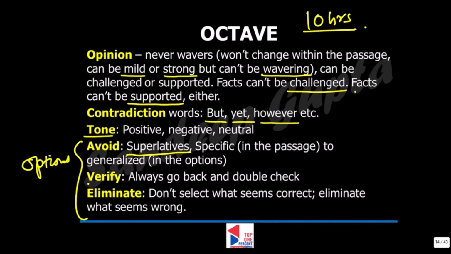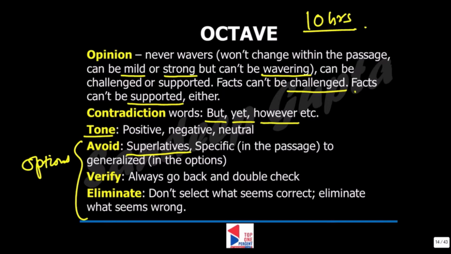Also, some people do not go back and verify. Please remember, RC is all about precision. It is not about just vague understanding, but precision of matching. And sometimes we just like an answer that, okay, option B will be correct, but it is not so. Please never select an answer. Be sure that you have eliminated 4 wrong answers and the one that is left out after that is the correct answer.